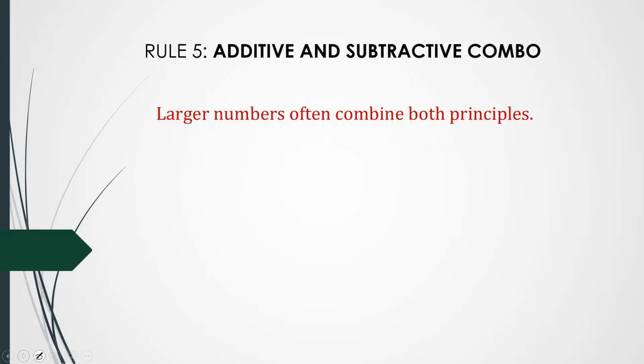Now, the fifth rule is a combination of addition and subtraction. Whenever we write larger Roman numerals or we convert larger numbers to Roman numerals, a combination of addition and subtraction is used. For example, if we need to convert 2026, this year 2026, to a Roman numeral, what do we do? First of all, we have 2000 plus 20 plus 6. So let us start converting 2000.